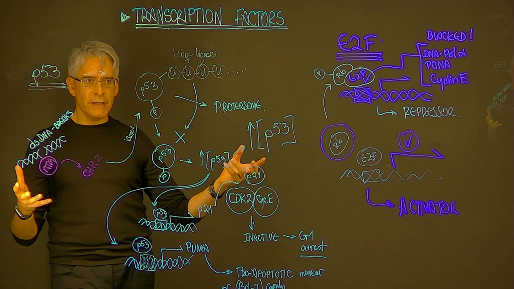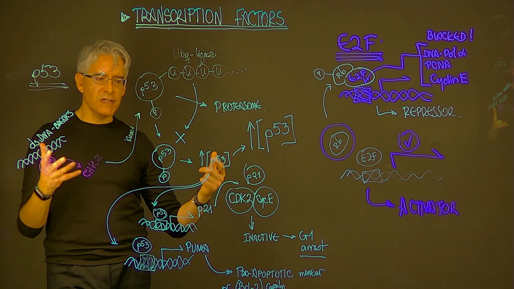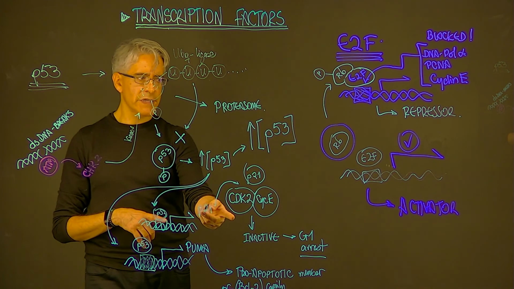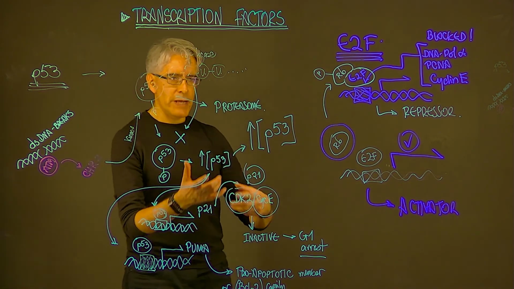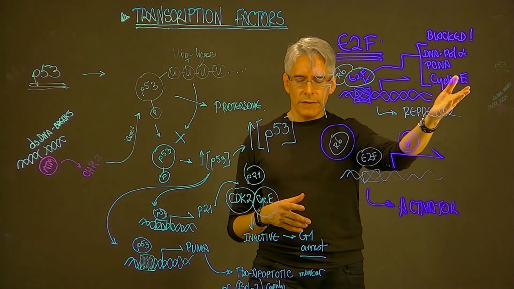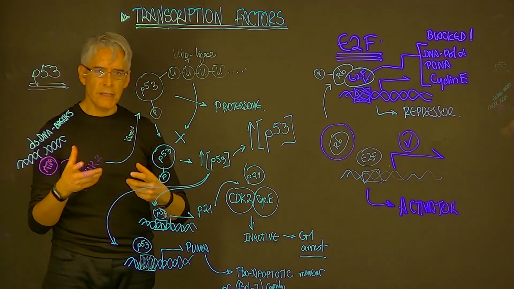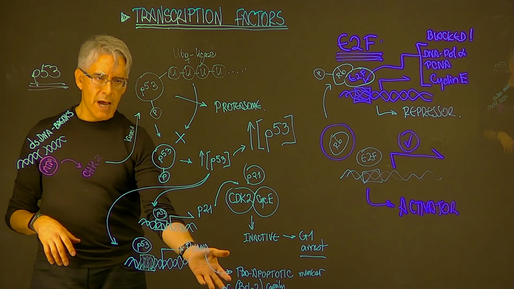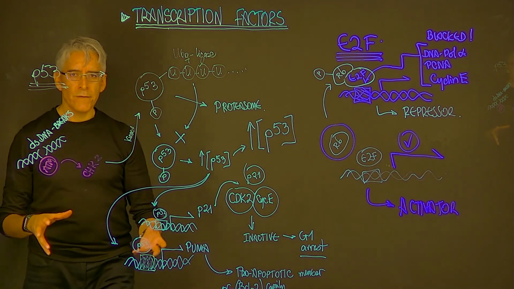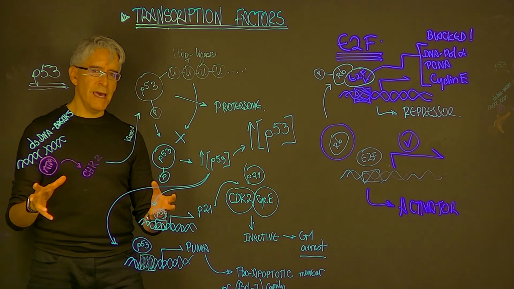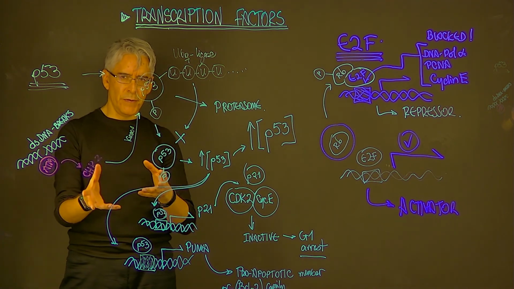And as exemplified here, you can either be activating genes that will halt progression through the cell cycle, or genes that will actually facilitate progression through the cell cycle, or even the transcription of genes that will lead the cell to go into apoptosis.